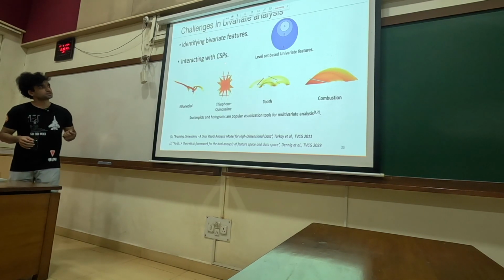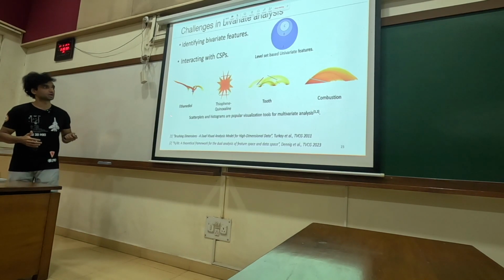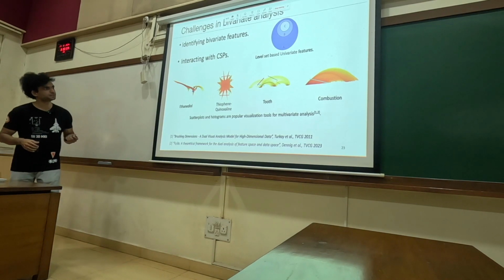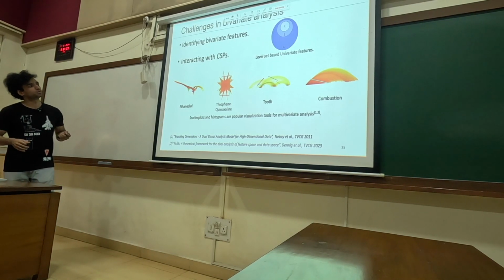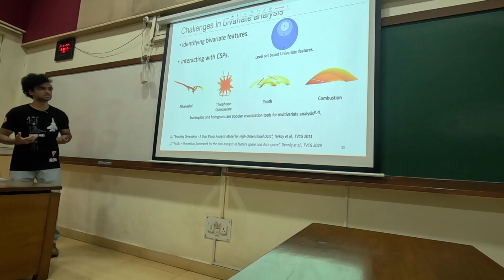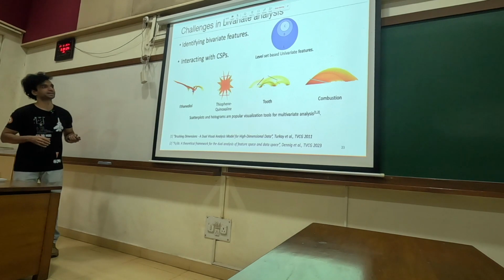The next challenge was interacting with these CSPs. The CSPs depend a lot on the data set which is provided, and it is very hard to predict what shape we are going to get. And it is very hard to predict which of the bivariate range values, or where exactly these interesting patterns are lying, which we want to highlight inside the spatial domain. For example, in the first one, where should I select this notch by this blue control polygon or something else? So identifying these things automatically was quite difficult, and a lot of it was dependent on interactivity.